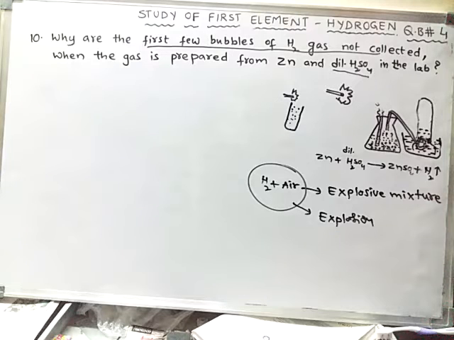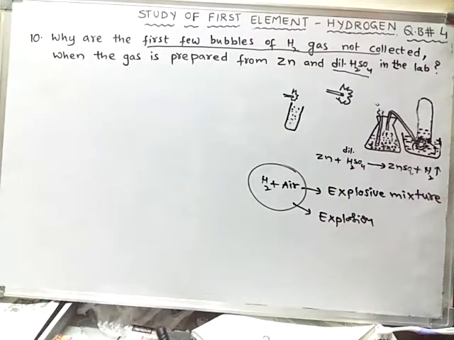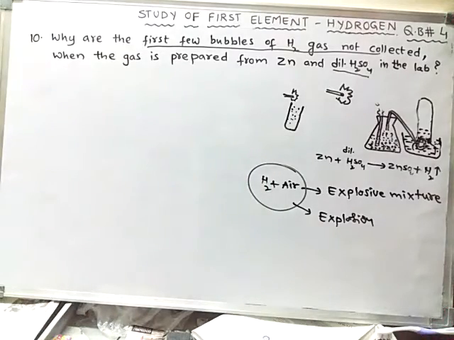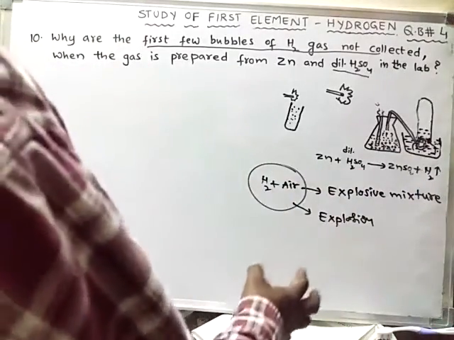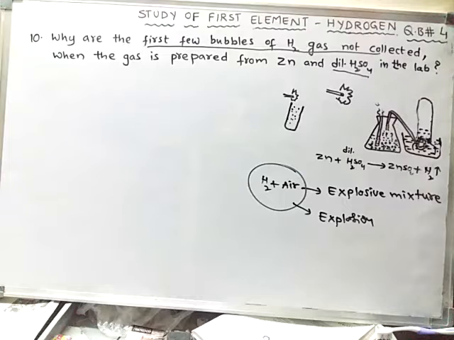Okay, that means the first few bubbles of hydrogen are always mixed with some amount of air, which is already present in the apparatus. So this will form an explosive mixture, and it will explode when any naked flame, meaning direct flame, is brought near the gas jar. It is because of this reason that the first few bubbles of hydrogen should not be collected, because they are always mixed with air. Okay, so that is the reason.